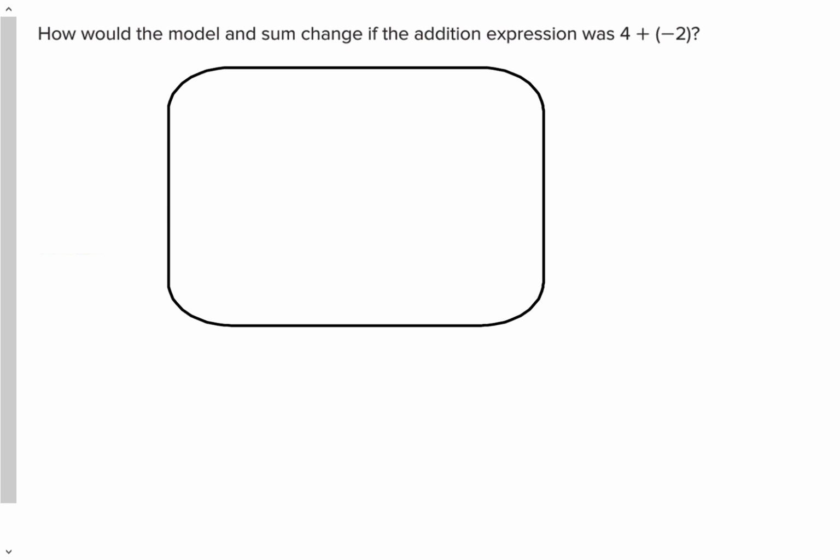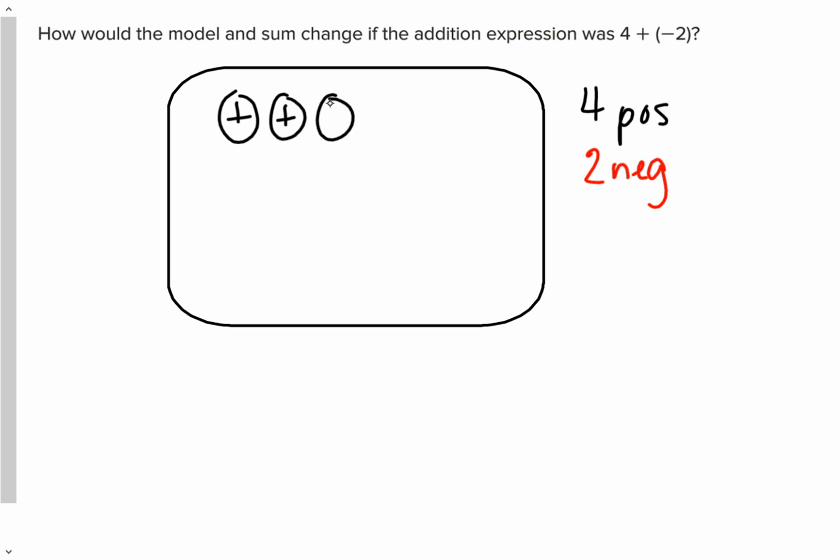And then our last challenge for this is how would you model the sum if the addition expression was 4 plus -2? So here we're going to have 4 positive counters and we're going to have 2 negative counters. So we're going to put our 4 positives, 1, 2, 3, 4, and then we're going to have our 2 negatives, so 1 and 2.